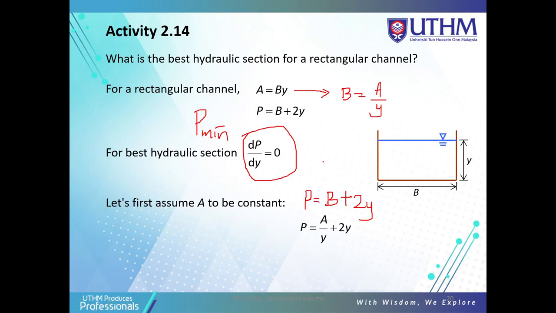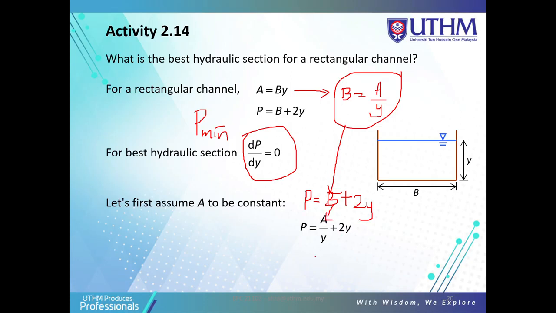Okay, from this one, P is equal to B plus 2Y. So for A, we put B in terms of A, because we want to put the B here in terms of A here, because we want all the formulas in terms of Y. That's why you put the B here. You put B into this and then you get this: A over Y plus 2Y.